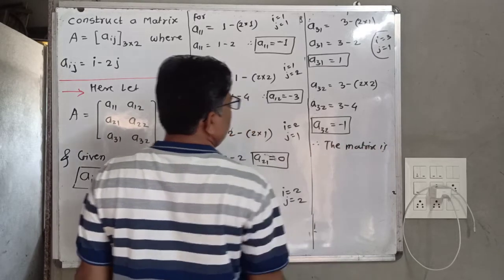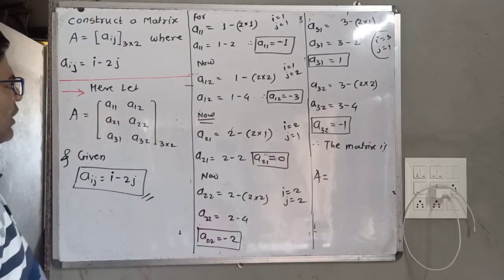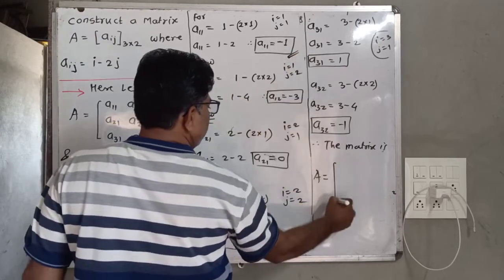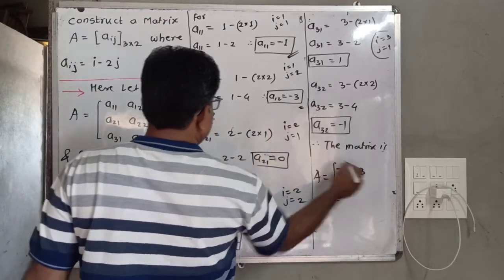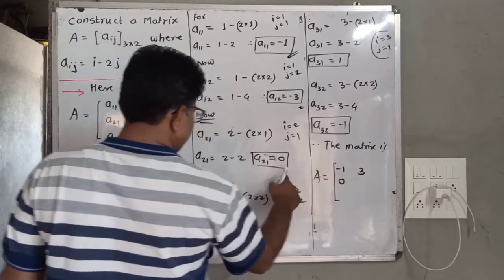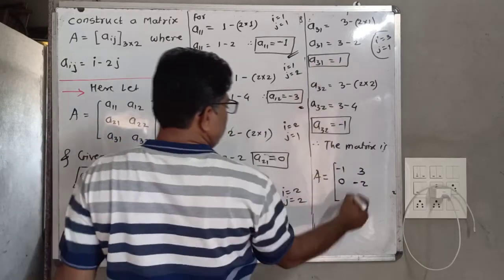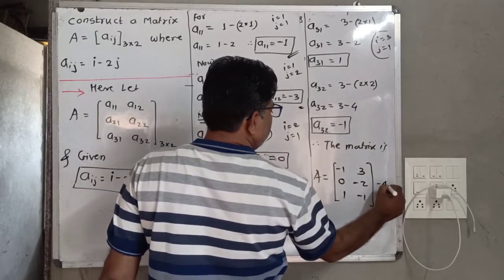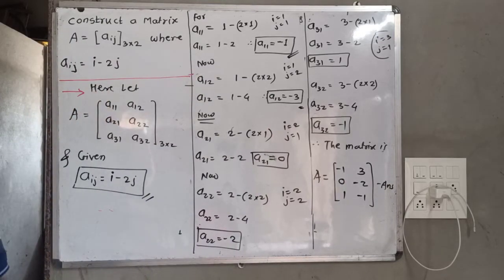is A equal to, the value of A11 is minus 1. A12 is this 3, 0. A22 is minus 2. A31 is 1. A32 is minus 1. This is your answer: minus 1, minus 3, 0, minus 2, 1, minus 1.